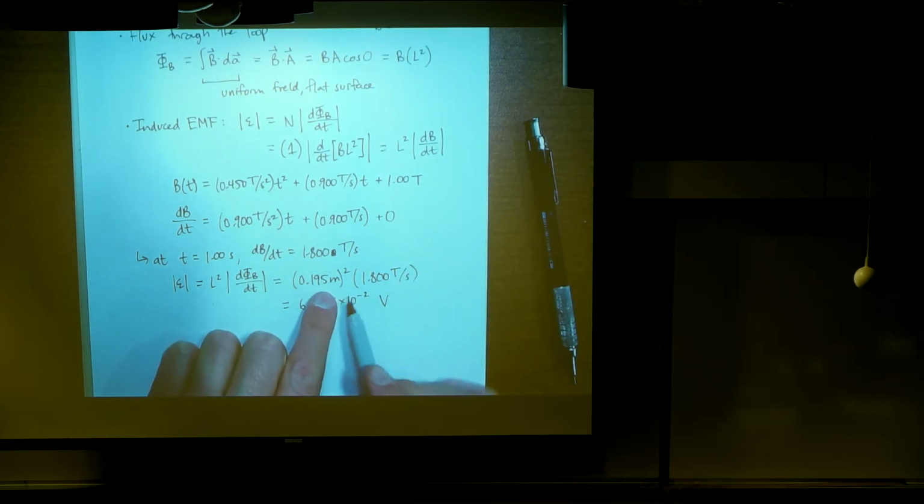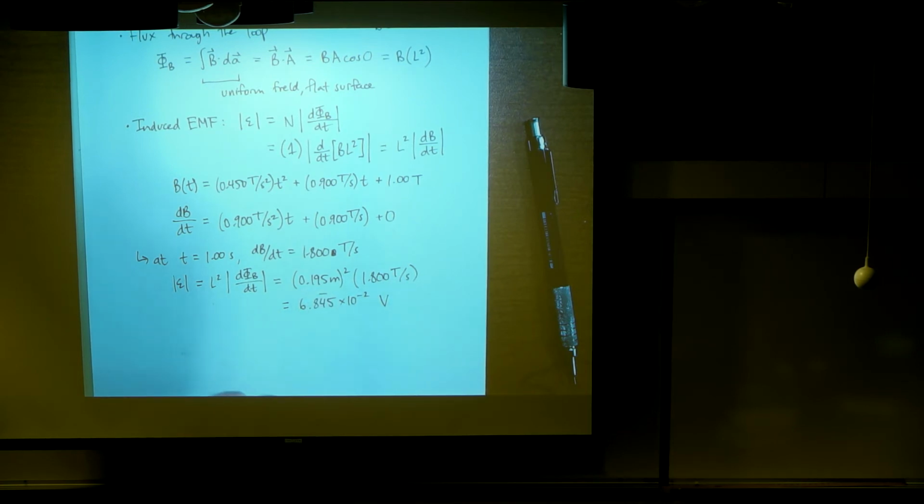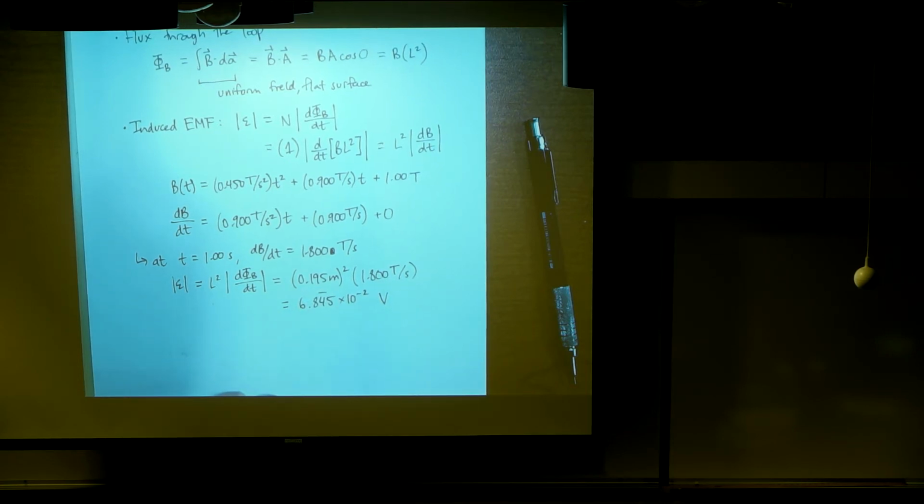I'll leave it to you to show that meters squared times Tesla over seconds is volts. We're not going to do that today. It's volts, okay? And next, we can finally get the induced current. Because that EMF induced in the coil, of course, is the current that's induced times the resistance, right? It's just Ohm's law.